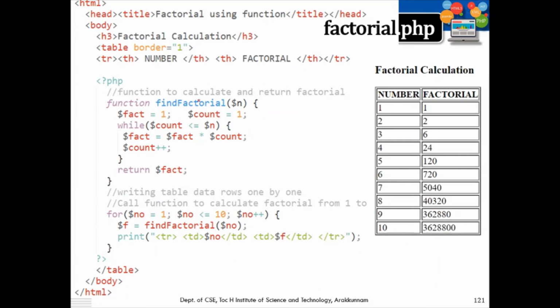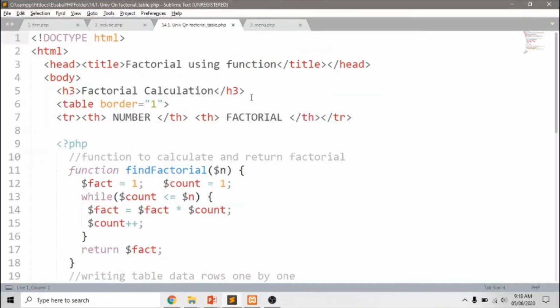Here is an example of printing the factorials of the numbers starting from 1 to 10. It is expected to be printed in a tabular format with headings, number and its factorial, and it requires that the factorial should be returned from a function. So we'll go forward with how to do it.